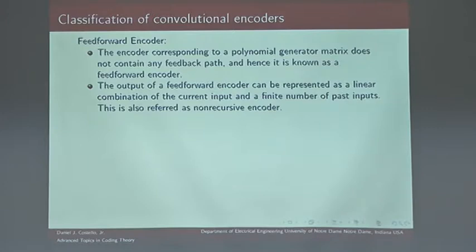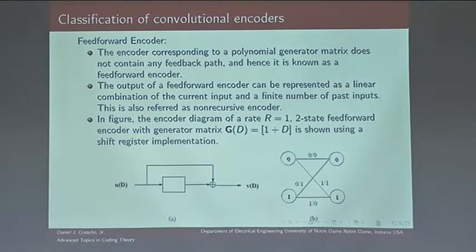So the outputs can be represented as linear combinations of the current input bit and the past input bits, depending on what the memory order is. The outputs depend on those. Otherwise, it doesn't depend on past outputs, it just depends on past inputs. Another term that's used is a non-recursive encoder. And we'll see by contrast a feedback encoder is a so-called recursive encoder.